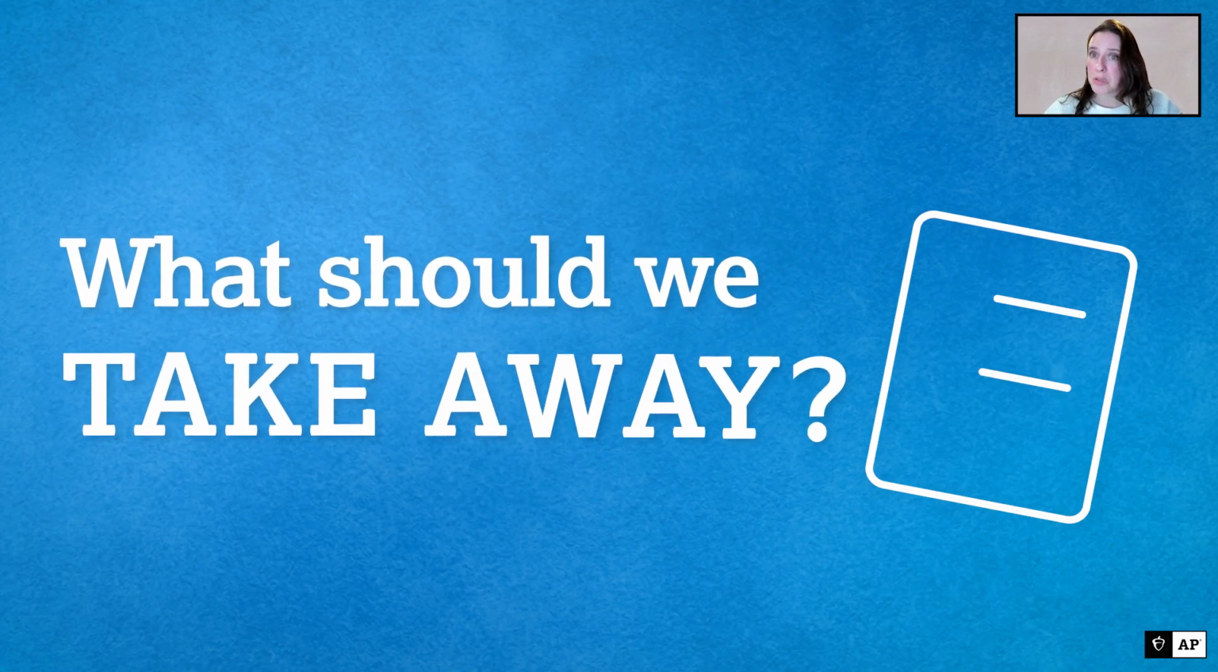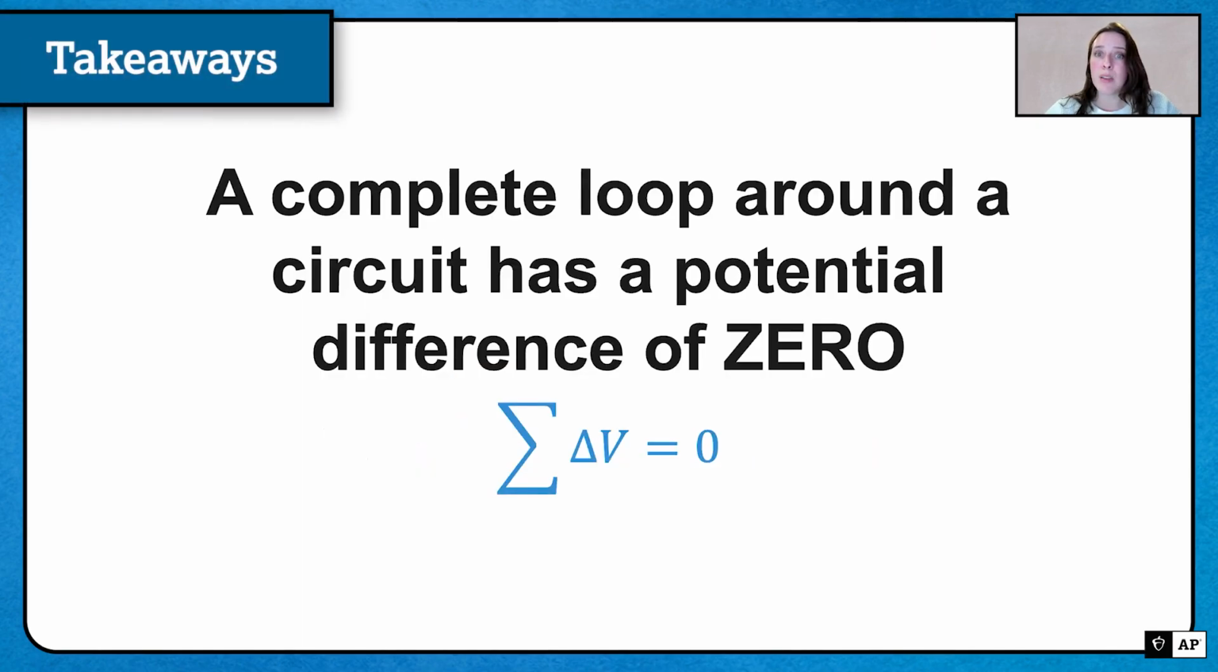So what should we take away? A complete loop around a circuit has a potential difference of 0. If you end where you start, your potential difference is 0. Any boosts you got are taken away, and now you're back at 0. This sounds redundant, but it's going to make a difference soon, I promise.